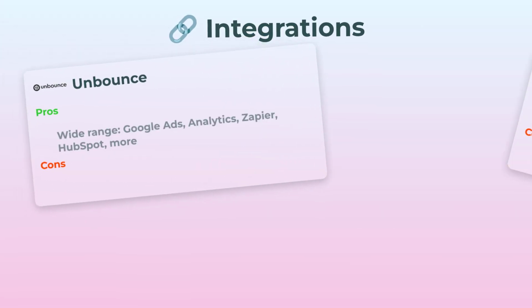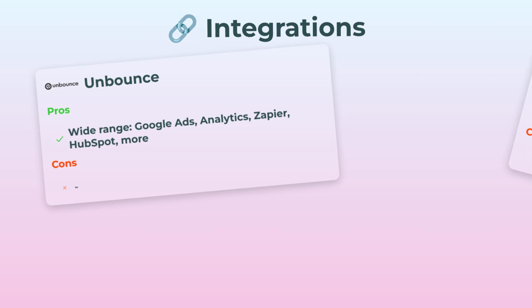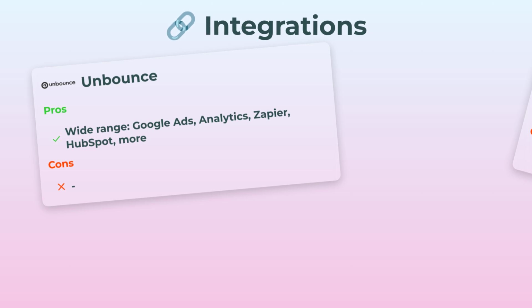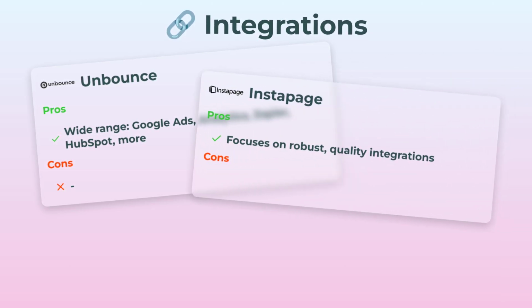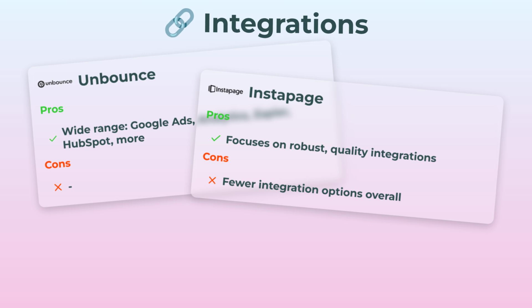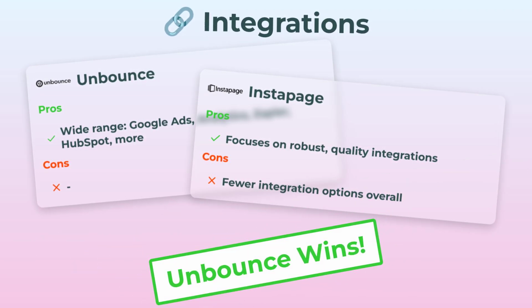Up next, integrations, where Unbounce shines again. They've got almost every major platform: Google Ads, Analytics, Zapier, HubSpot, the works. You can just plug stuff in and go. Instapage is solid, but honestly, it's more about quality than quantity. You get robust connections, but there's just fewer options overall. So if you like everything working together, Unbounce is the clear winner in this round.